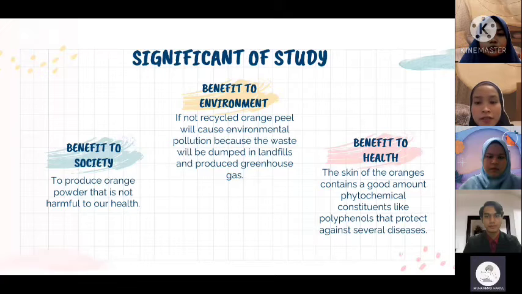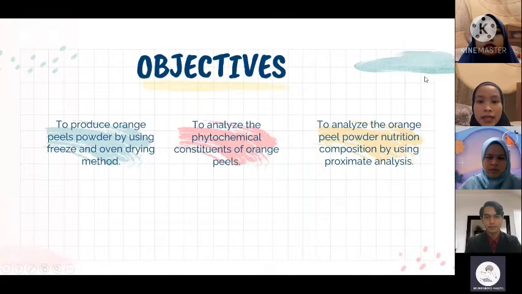Significance of study. Benefit to society: to produce orange powder that is not harmful to our health. Benefit to environment: if orange peel is not recycled, it will cause environmental pollution because the waste will be dumped in landfill and produce greenhouse gas. Benefit to health: the skin of the orange contains a good amount of phytochemical constituents like polyphenol that protect against several diseases.